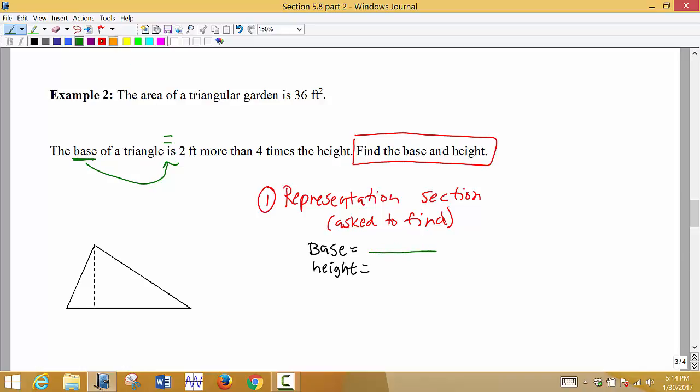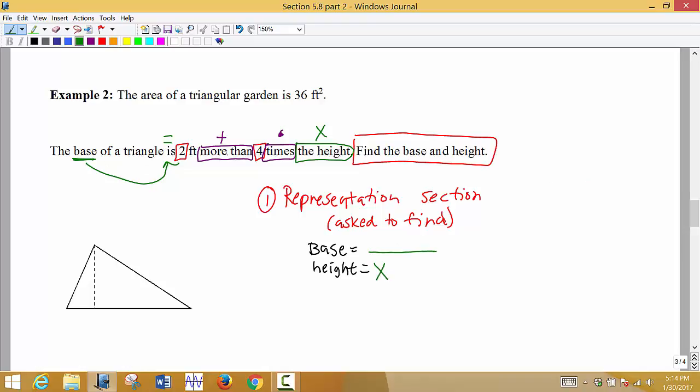The base is, now I'm going to go through my description. I have a 2 and I have a 4. And I have some operations. More than is plus, times represents multiplication, and then I have one more phrase that says the height. So included in the description of the base is the height. The height is what I know least about, and it's something that I'm being asked to find, so the height will be represented by x.